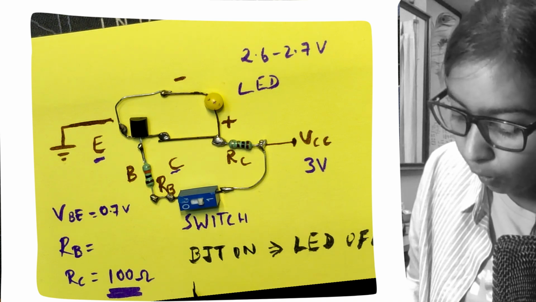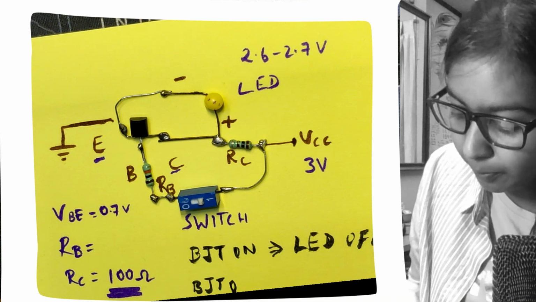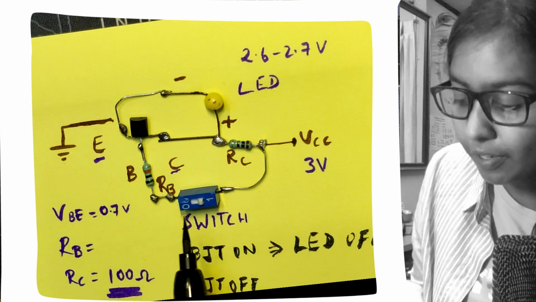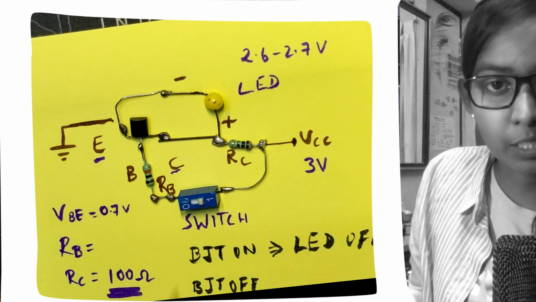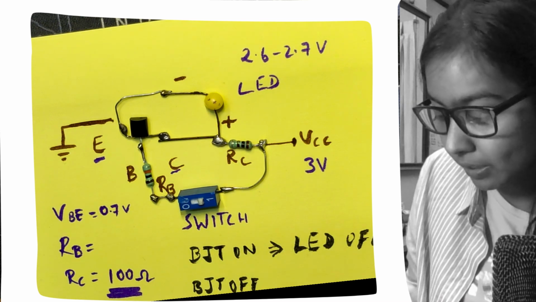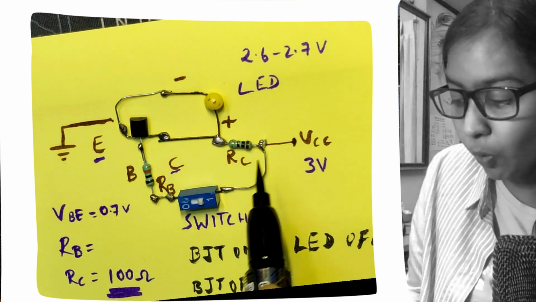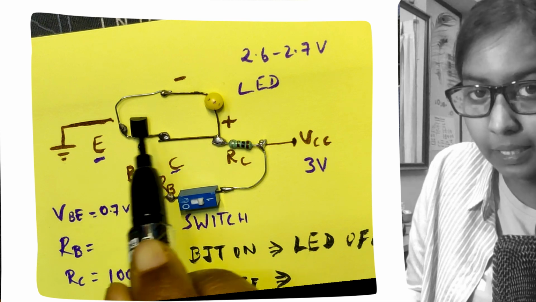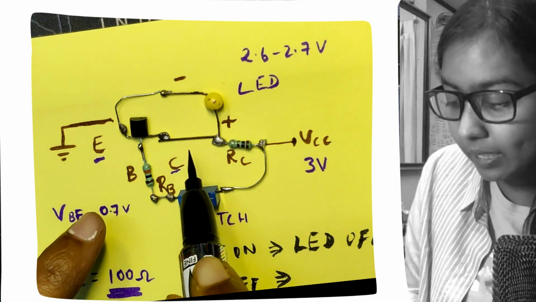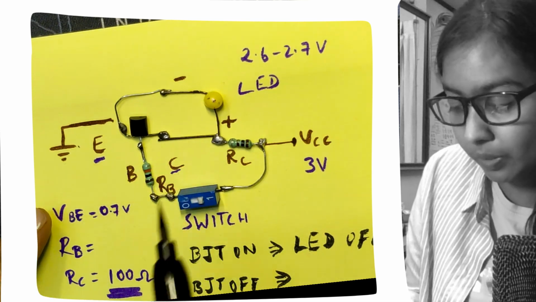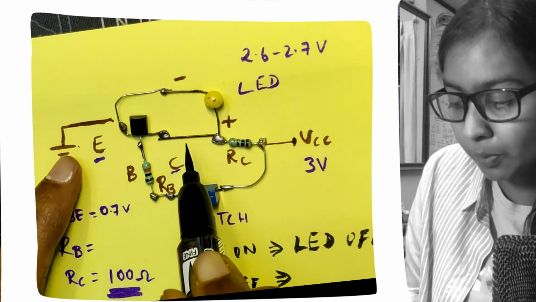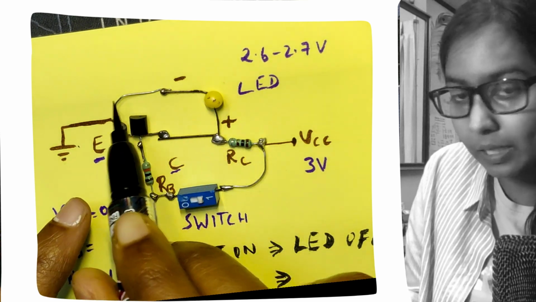Now the BJT is off. When will the BJT be off? The BJT will be off when the switch is off. So at that time what happens? It becomes an open circuit. The transistor will be like an open path, so current cannot travel from this point to the ground.